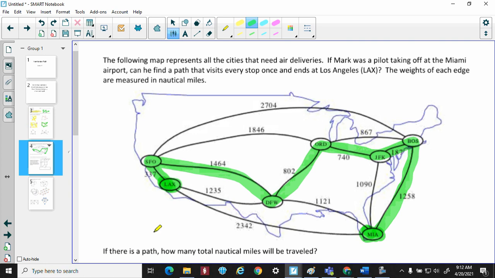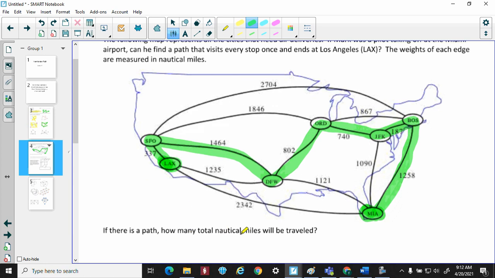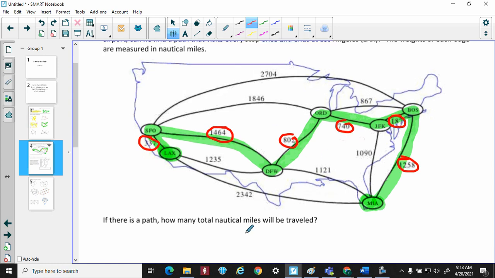But in that path, how many total nautical miles will be traveled? Very simply, what you would do is add up all the weights of each route that you took. So I would just add all these numbers up, and I would get my answer. I think 187. There it is. So add all this up, how many nautical miles will be traveled? Whatever all this is added up.